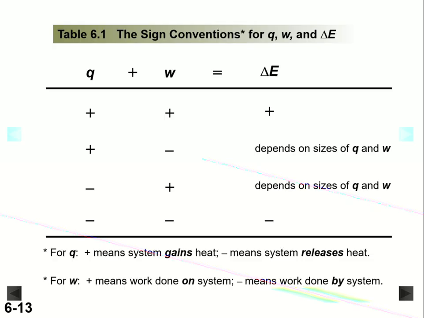So here are our sign conventions. We have Q and W and delta E. If Q is positive, the system has absorbed heat. If W is positive, the surroundings have done work on the system, then delta E will be positive. If Q is positive and W is negative, or if Q is negative and W is positive, the overall value of delta E will depend on the sizes of Q and W, whether it's positive or negative. If Q is negative, the system will release heat. And if W is negative, the system has done work, then delta E will be negative.